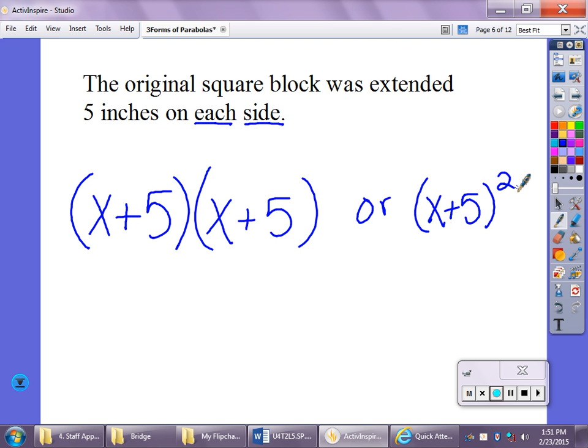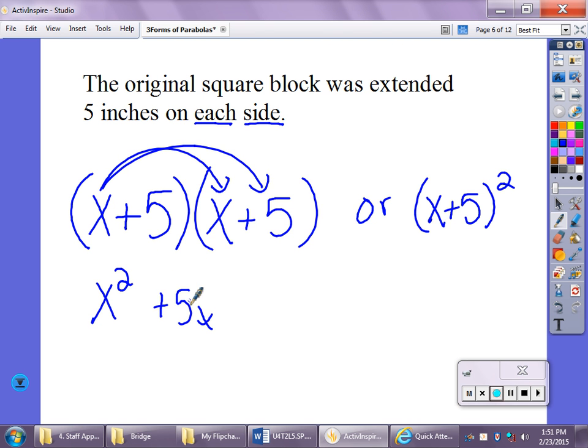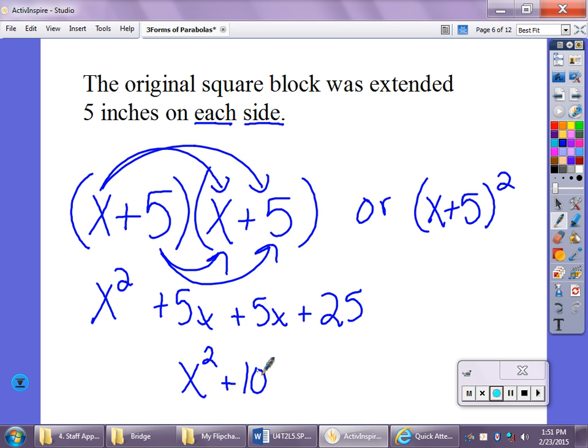I'm just going to go ahead and double distribute. So we have x squared plus 5x plus another 5x plus 25, which gives me x squared plus 10x plus 25. Again, 5 plus 5 is 10. 5 times 5 is 25.